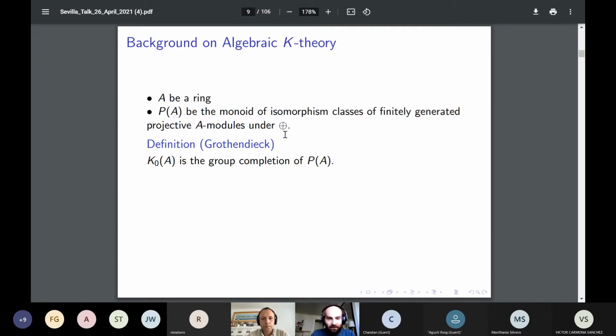So to clarify what is going on here, let's do the simplest example. If A is a field K, then K modules are just given by their dimension, and direct sum of K modules corresponds to addition of dimension. So PK is just natural numbers, right? And then you group complete PK, you obtain that the degree zero K-theory group of a field is just integers.